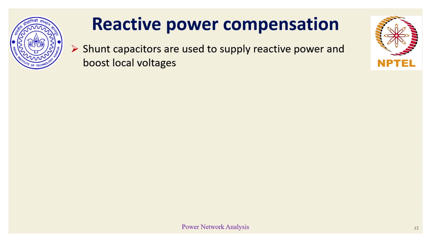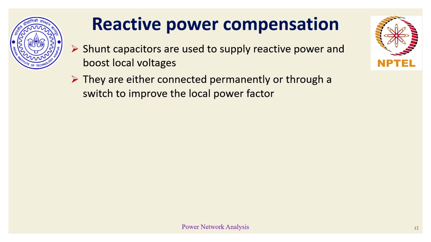Shunt capacitors are used to supply reactive power at the receiving end and boost local voltages. They can be either permanently connected or connected through banks of capacitors, and depending on the requirement, a few of these capacitors could be turned on or turned off depending on what the reactive power need is at the receiving end.